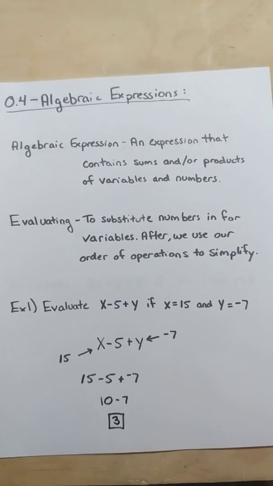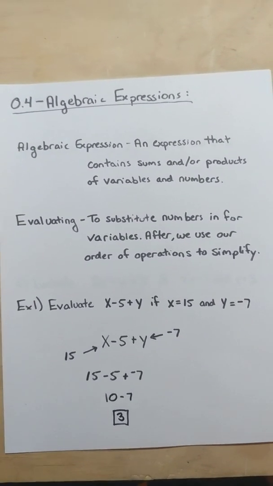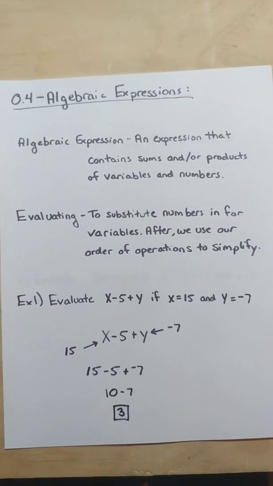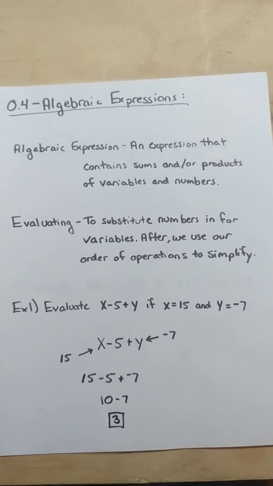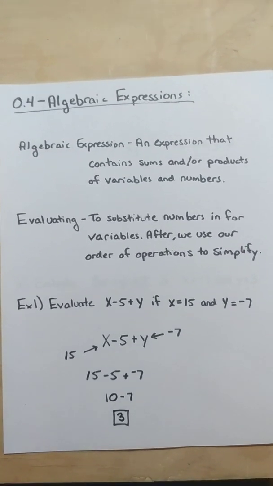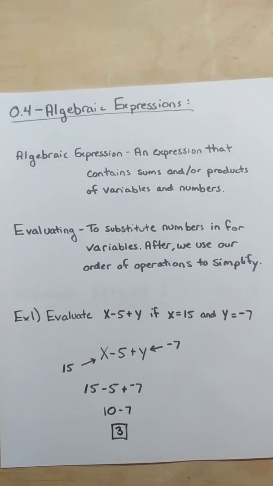Now evaluating. To evaluate, we substitute numbers in for variables. After, we use our order of operations to simplify. So that's the PEMDAS. P for parentheses first, E for exponents, M and D come next for multiplication and division, and A and S for addition and subtraction.